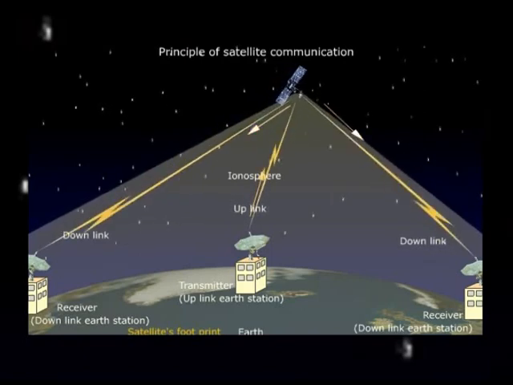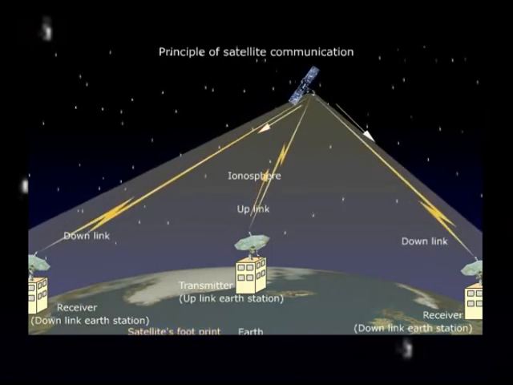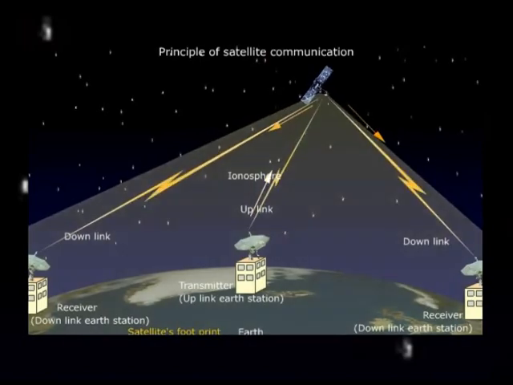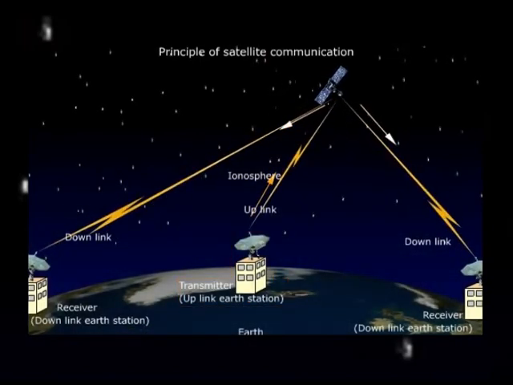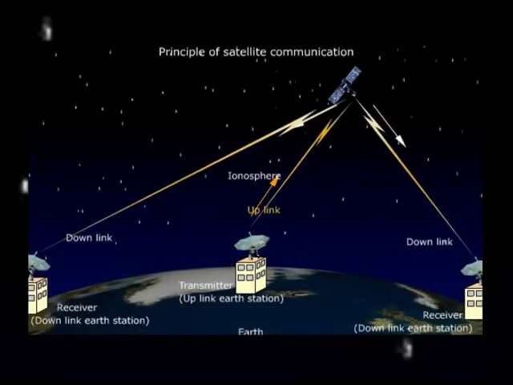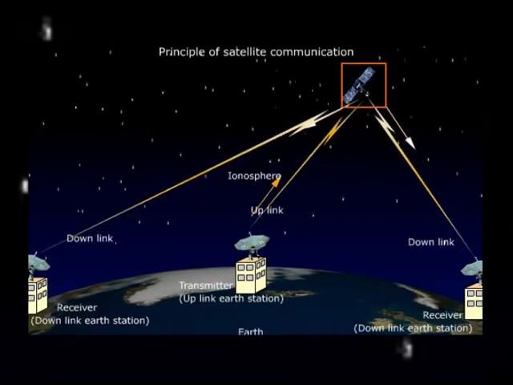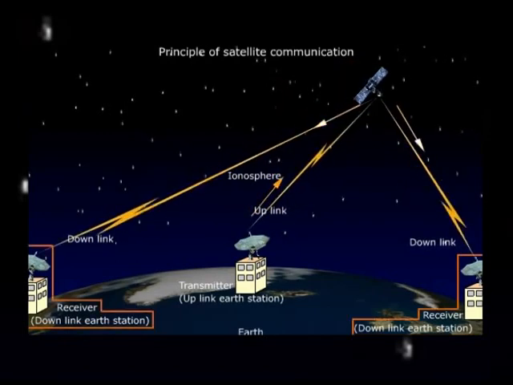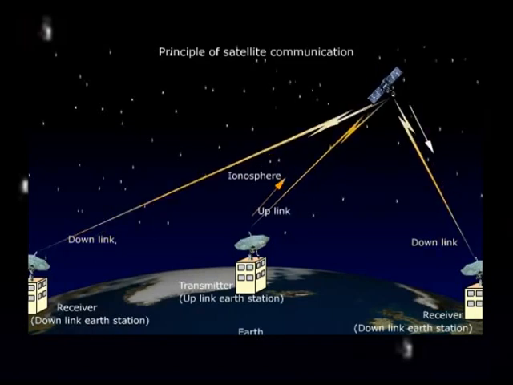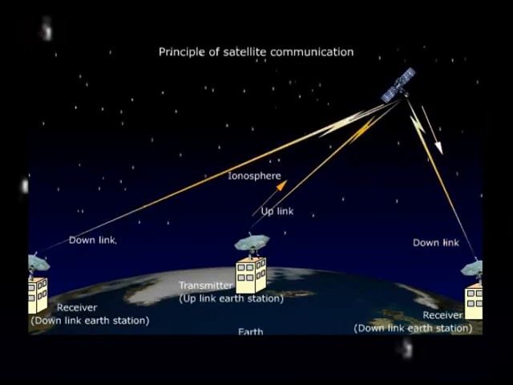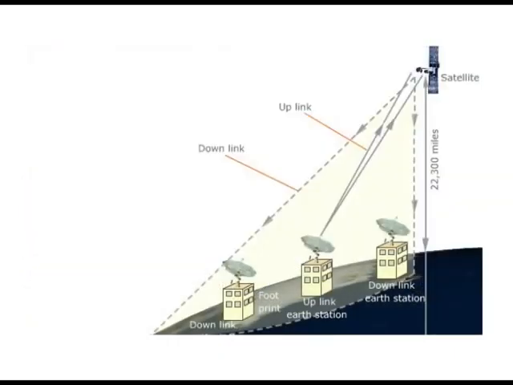The area which receives the signal from the satellite is known as the satellite footprint. The transmission system from the Earth to the satellite is called the uplink, and the transmission system from the satellite to the Earth station is called the downlink. This is a schematic representation of the principle of satellite communication.